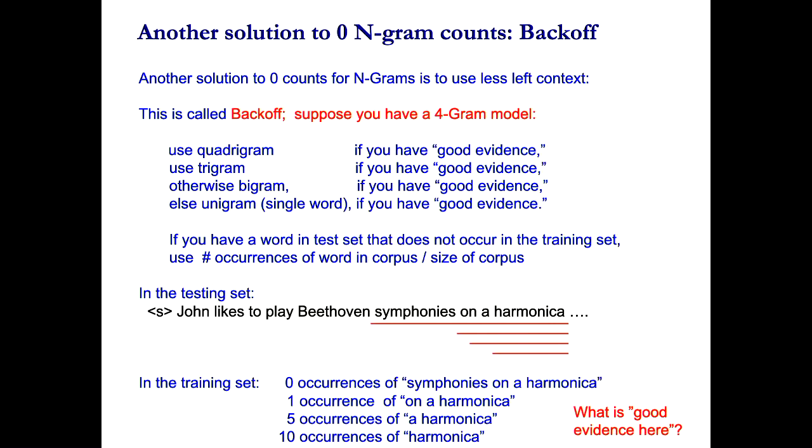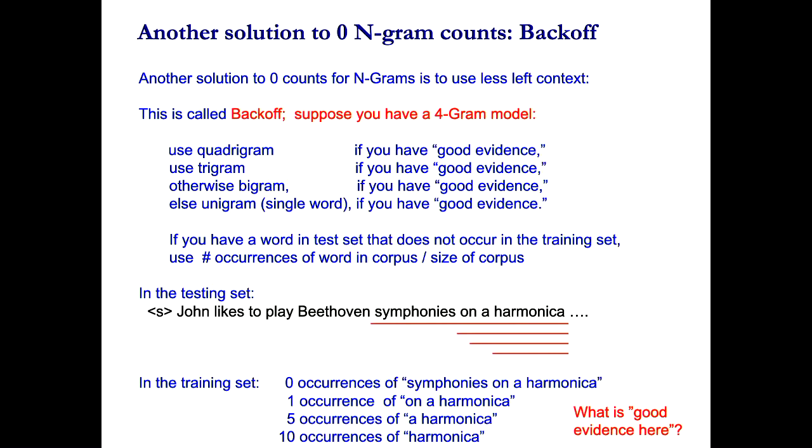So the basic idea is to use as much context as you can. And there's a ton of different approaches, people have been talking about this for a decade. So say you're using a quadrigram, four grams. If you have good evidence for this, you use it. Well, there's not enough. Zero is not good evidence. Otherwise, back off and use on a harmonica if you have good evidence for that. Well, there's one of them.